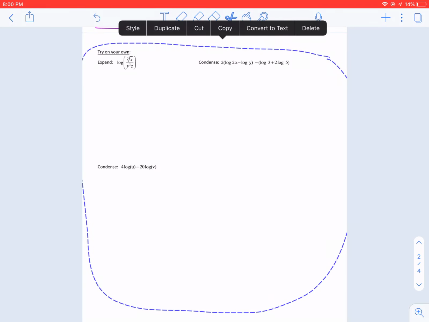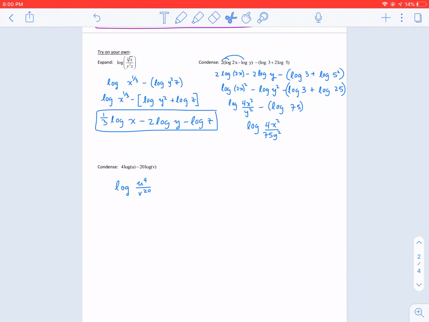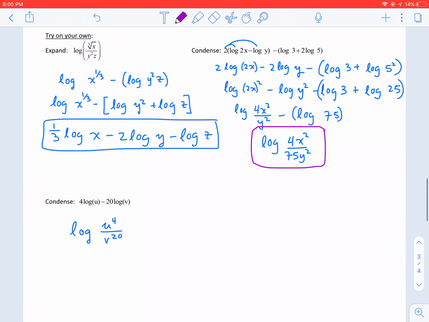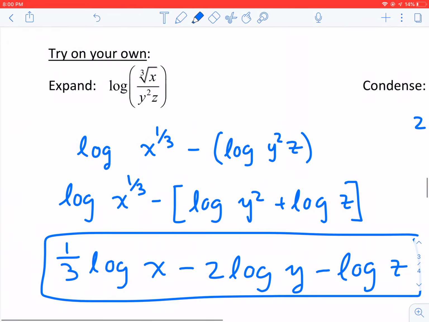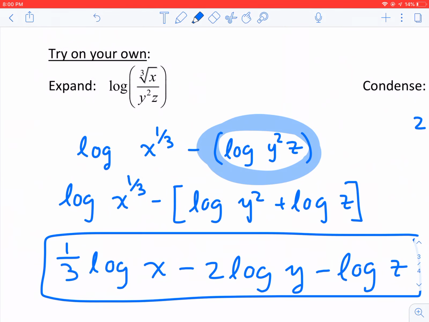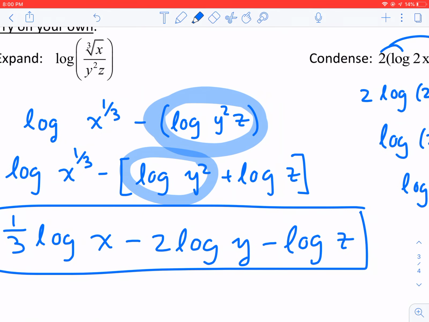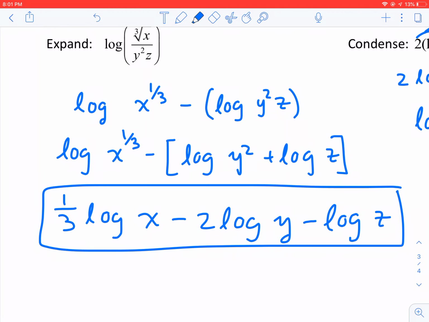So hopefully you tried them, and let's take a look. Bam. There are my answers for each one. If you have any questions, let me know on these. But this first one, I noticed it was division. So I made it this minus that, and then you have to break this up. That's log of y squared plus log of z. Product, we make it an addition. And make sure you distribute the minus sign, and you can bring that 1/3 to the front.